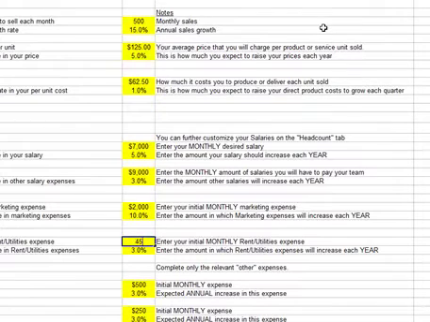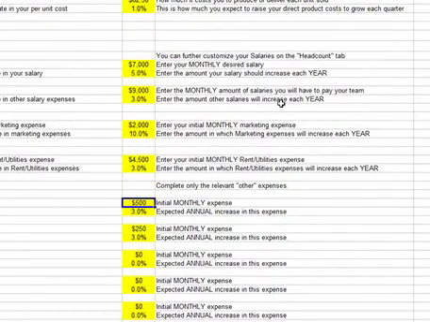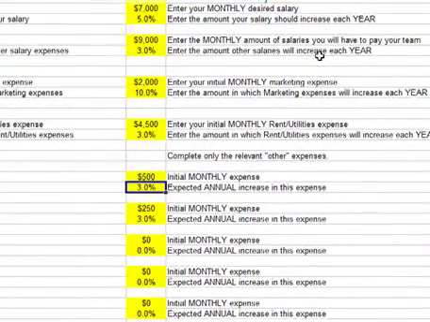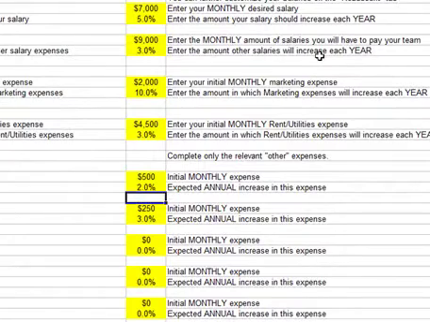Rent and utilities: the rent I'm going to pay for my retail location is maybe going to be $4,500 per month. And a typical annual increase in rent would be 3%. Once again, you can change that if you'd like. Other expenses, maybe my insurance is about $6,000 a year, or $500 per month. And I think that my insurance is going to increase, let's call it, by 2% per year.